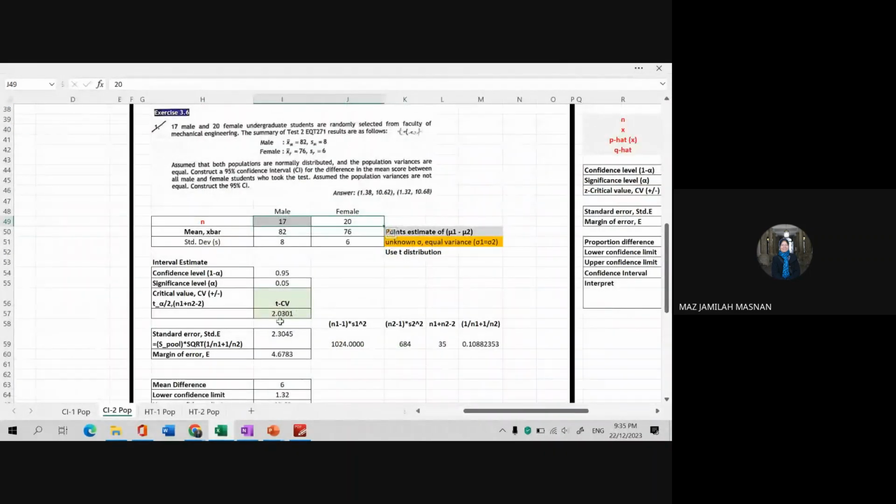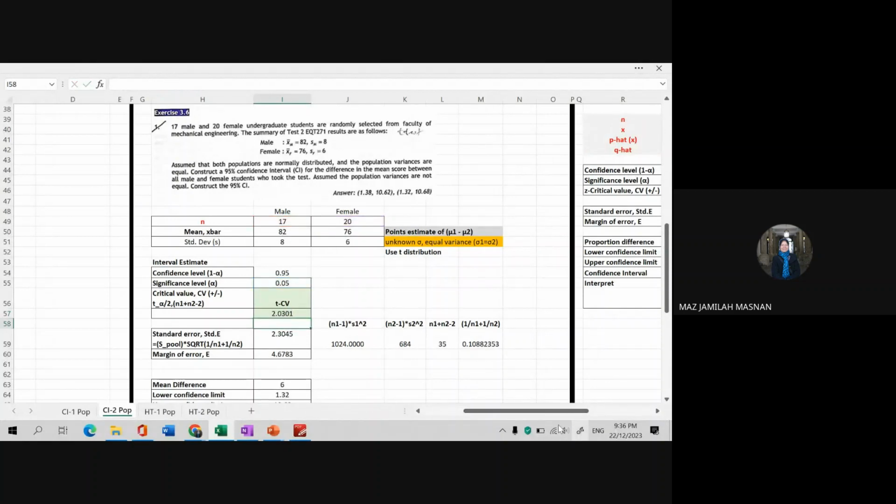First, find the critical value. Since we are finding the critical value for both sides, we are going to use an Excel function. For the T distribution, we use directly T.INV.2T. 2T means here is 2 tail. The first input is the alpha value, and the second input is N1 plus N2 minus 2.